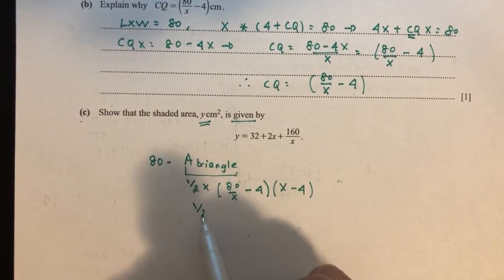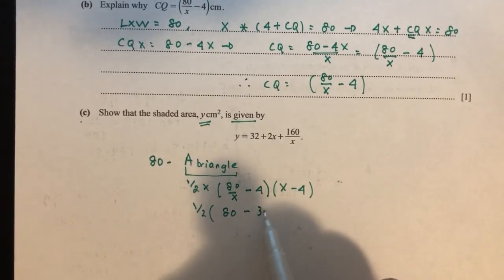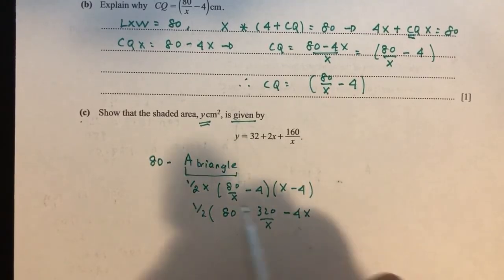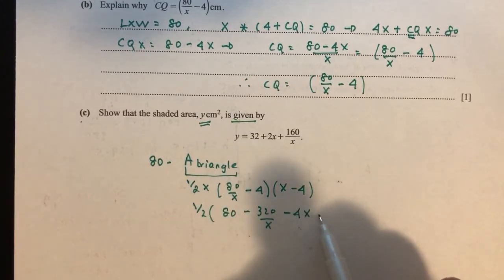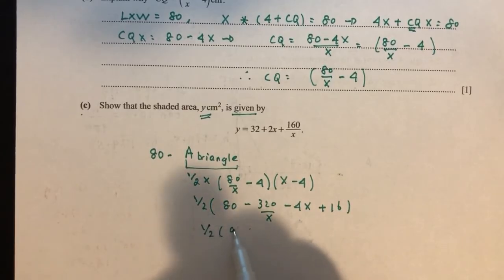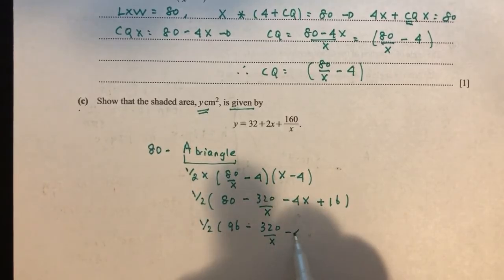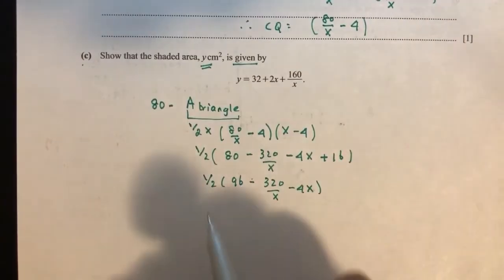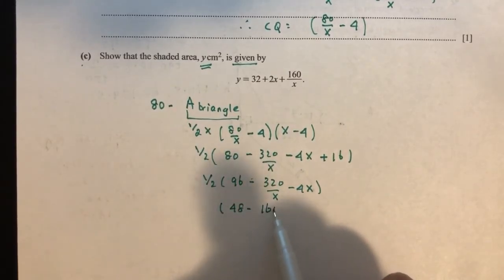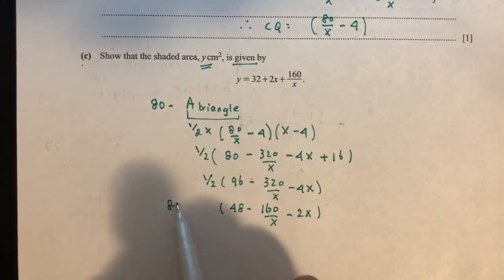So if you expand those two, you will have 80 minus 320x over x minus 4x plus 16. So this will become half 96 minus 320 over x minus 4x. Okay, so if we bring this in, we will have 48 minus 160 over x minus 2x. So now we have to bring this down, which is 80 minus this.